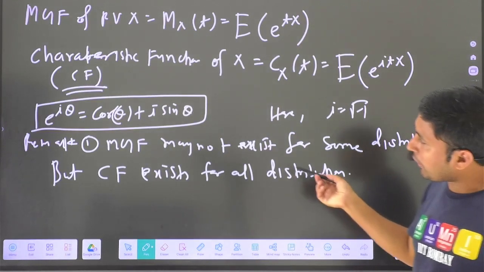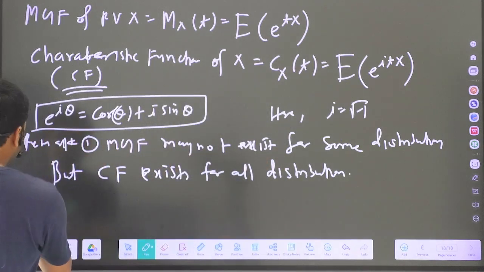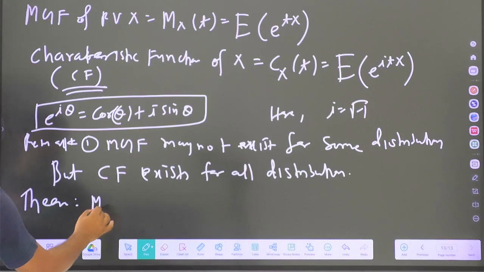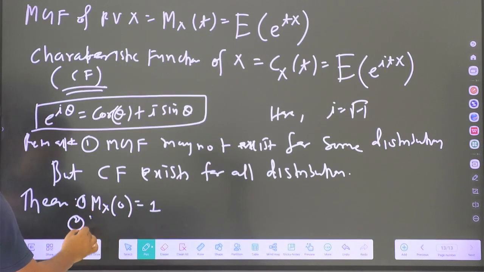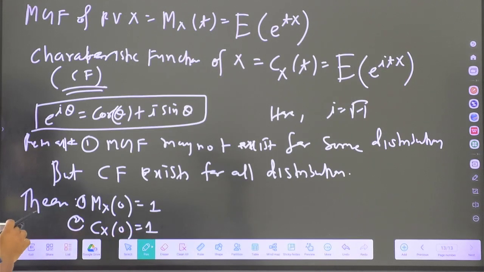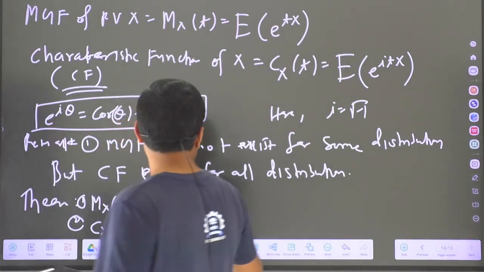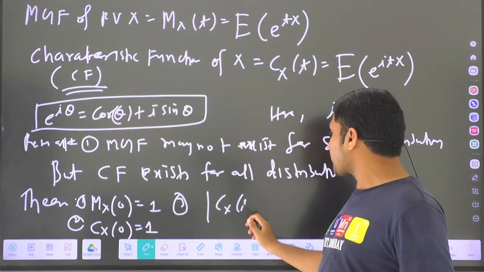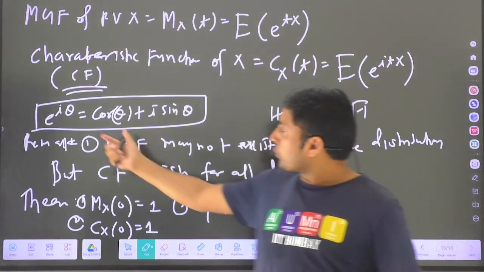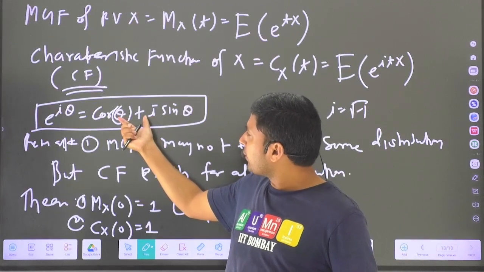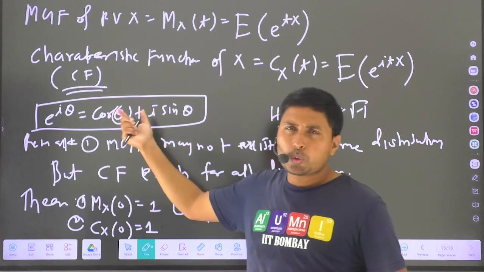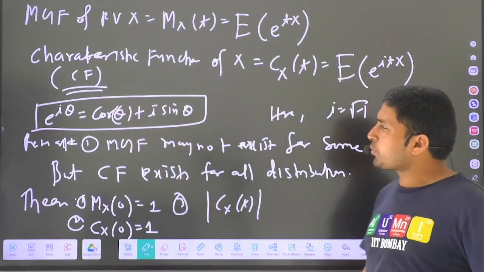Now the properties. In the MGF, if you put t equal to 0, you get 1. Similarly, in the characteristic function C_X(t), if you put 0, you get 1. The third one: if you take the modulus of C_X(t), what will it be? Root under cos square plus sine square, which is 1.